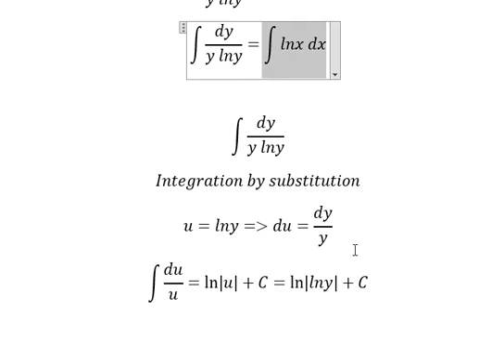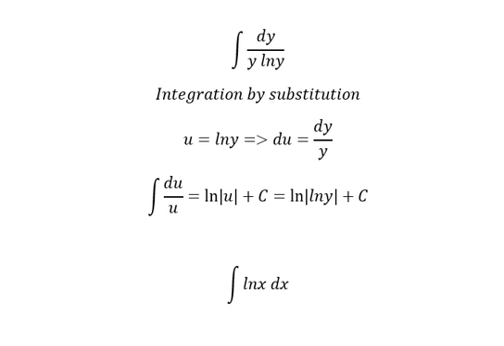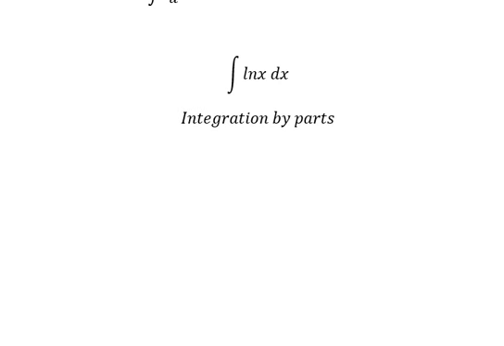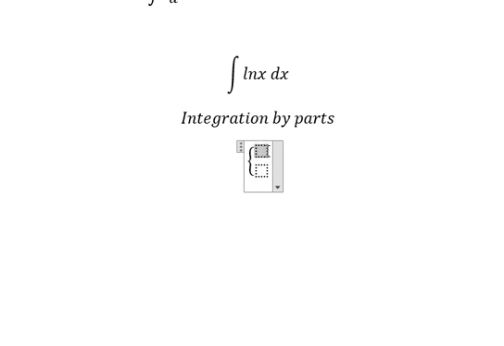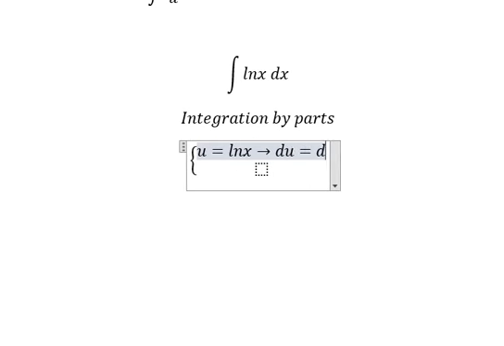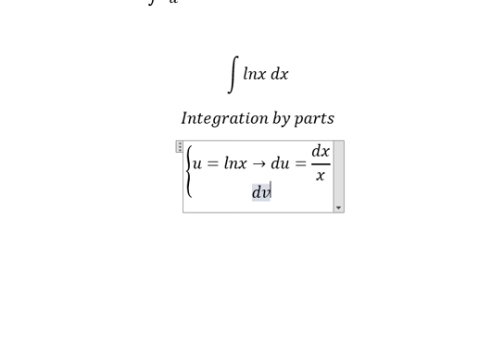Now let's go to this one. So we need to use integration by parts. So we will have u equals ln s. Du we have ds over s. dv equals ds. So we have v equals s.